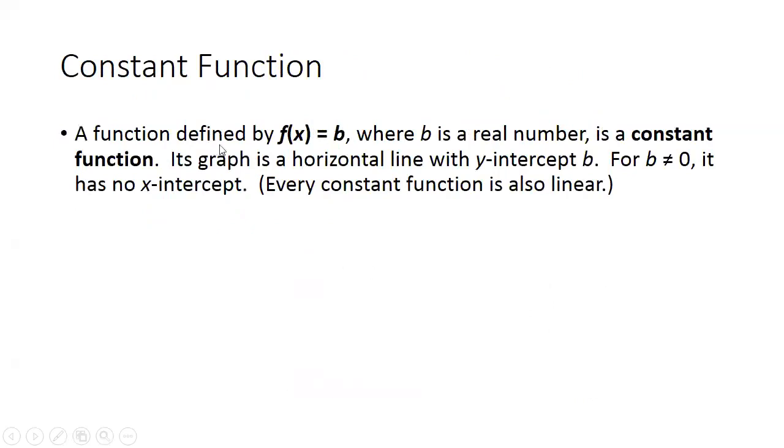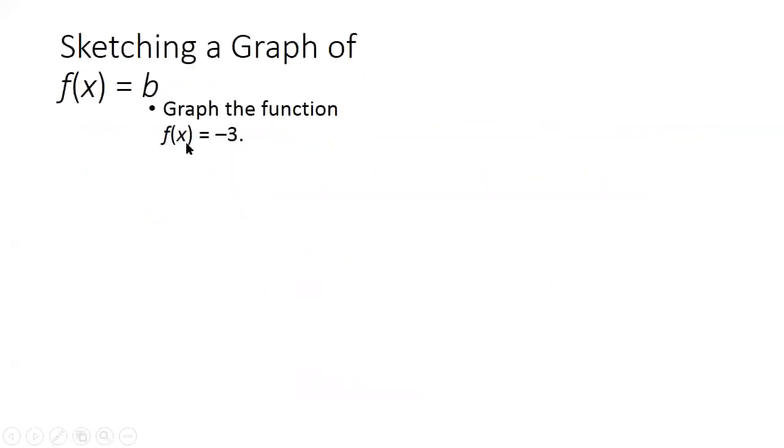A function defined by f of x equal to b, where b is a real number, is a constant function. So we do have a constant function. You could have a vertical line or horizontal line. So in this case, f of x equal to -3, this is kind of like y is equal to -3.